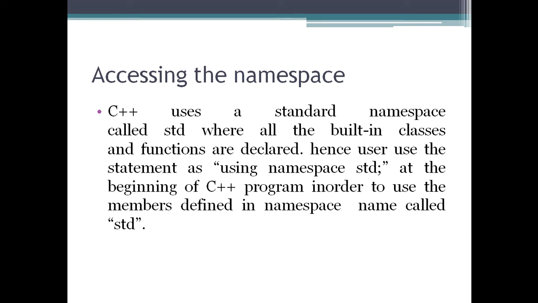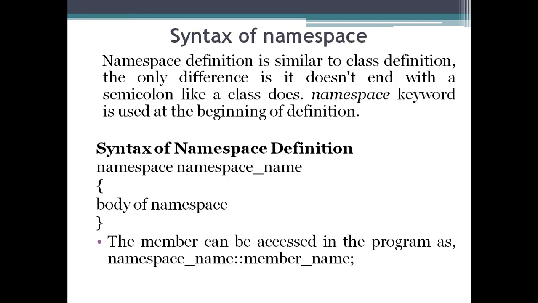If you want to create your own user defined name, write namespace followed by the name, and again if you want to access it in a particular header file or program, the same thing, using namespace followed by the particular namespace name. That's the common syntax we follow in every C++ program. The standard namespace is where all the built-in classes and functions are declared, hence the user writes using namespace std at the beginning of the C++ program. Std stands for standard, and it is nothing but a namespace name. So that is the syntax of accessing your namespace.